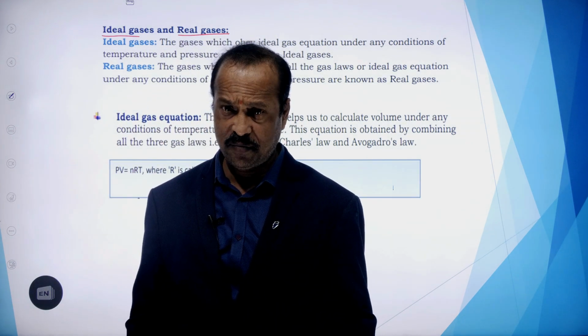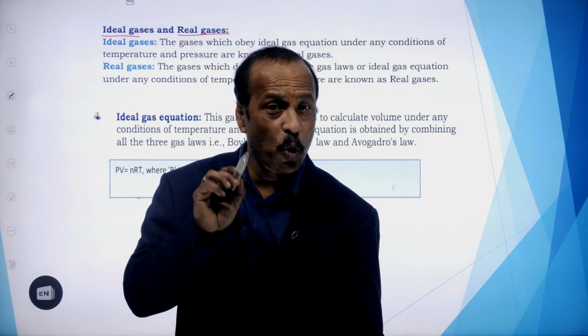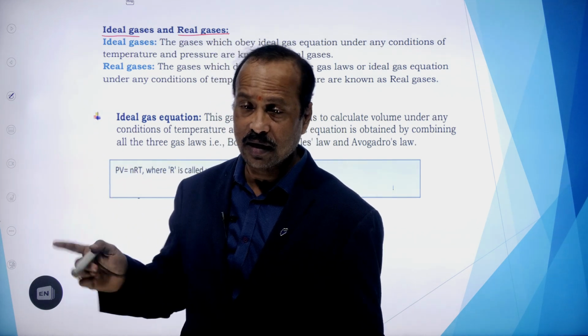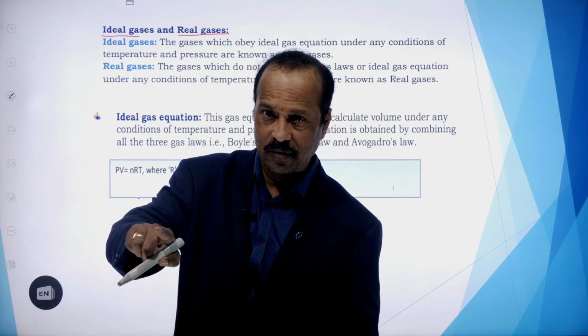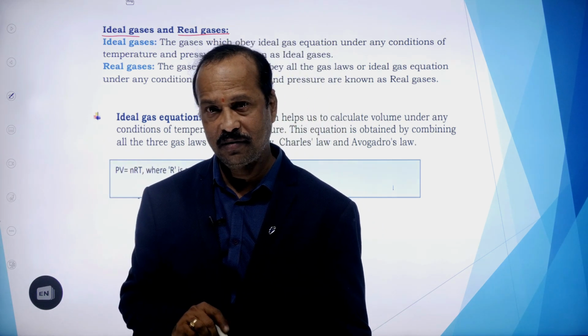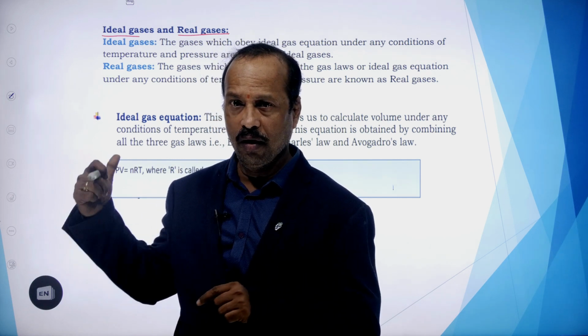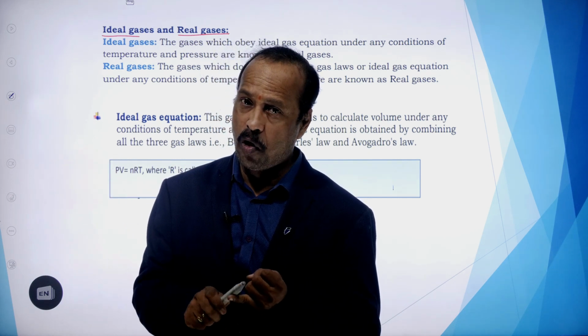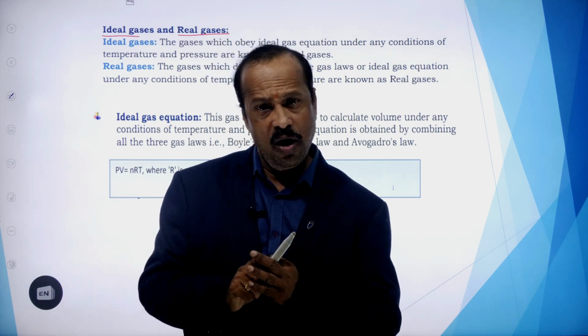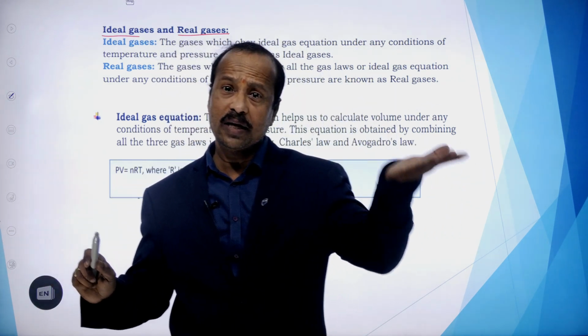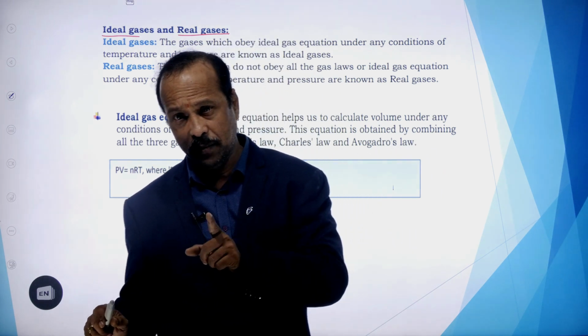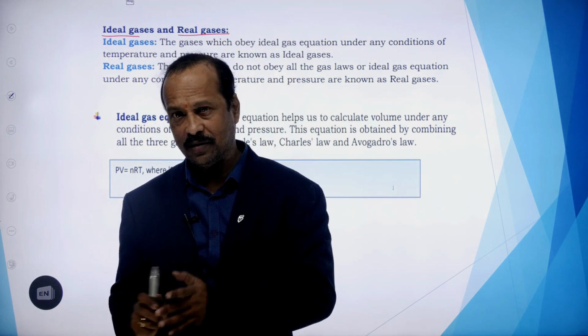What are ideal gases? The gases which obey all the gas laws under all conditions are called ideal gases. The gases which obey all the gas laws means what? Boyle's law, Charles's law, Avogadro's law. They obey all the laws under all the conditions. Whatever the conditions, if they obey, they are called ideal gases.